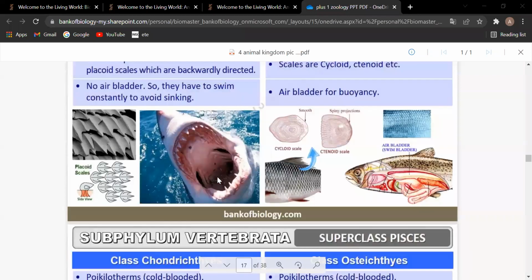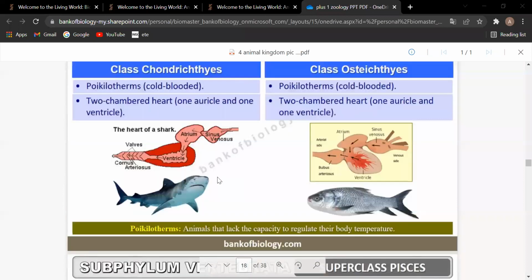Chondrichthyes are poikilotherms, cold-blooded. Even Osteichthyes are cold-blooded. Two-chambered heart, one auricle and one ventricle. Two-chambered heart, one auricle and one ventricle. That is similar in both cases.